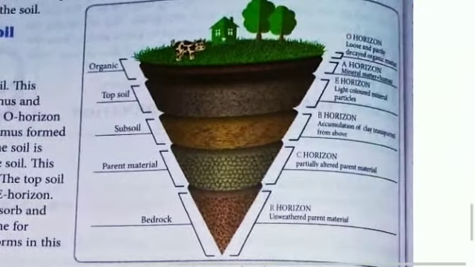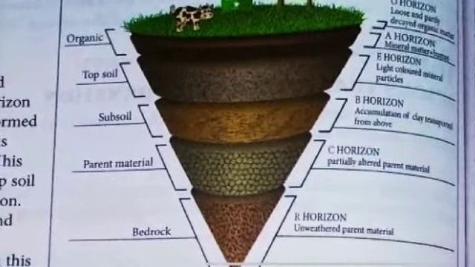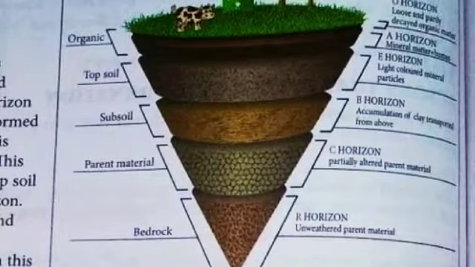First of all, just look at this. At the topmost part of the soil, the green part, we can see an animal. There we live. The first part is organic. Organic means plants and animals are found. Then topsoil, then subsoil, then parent material, and last one bedrock, which is mostly rock.